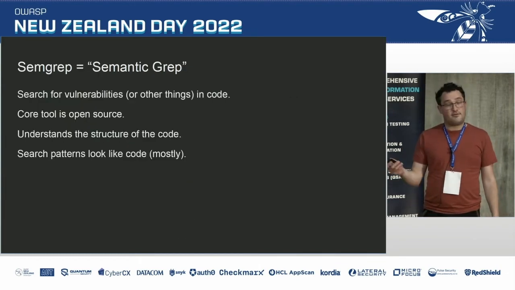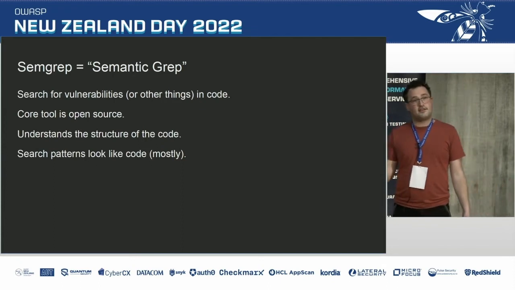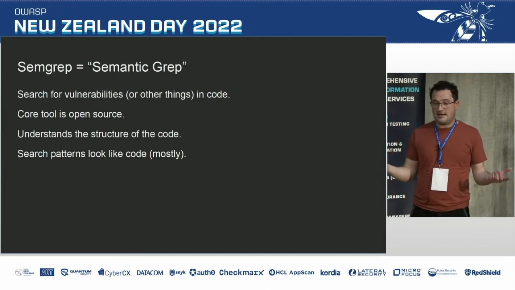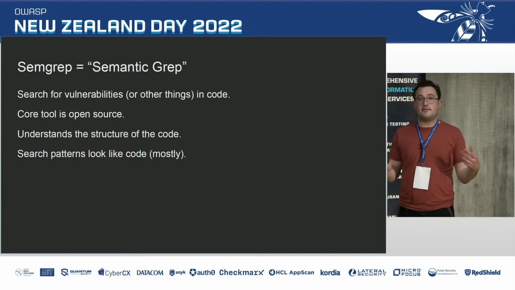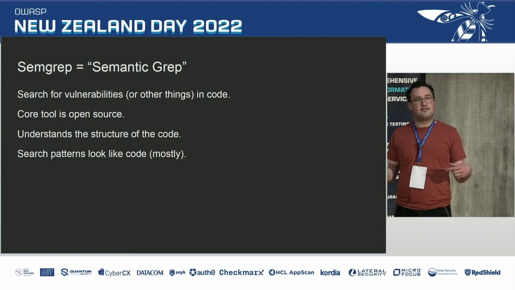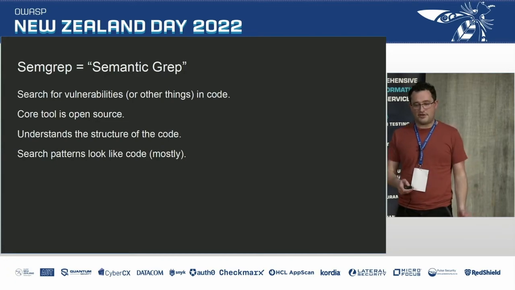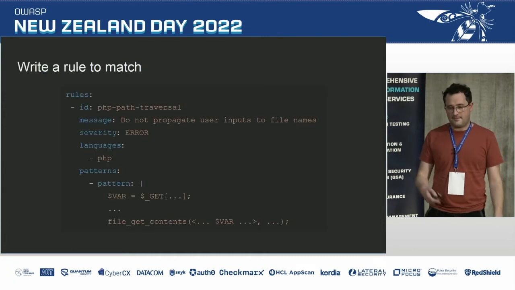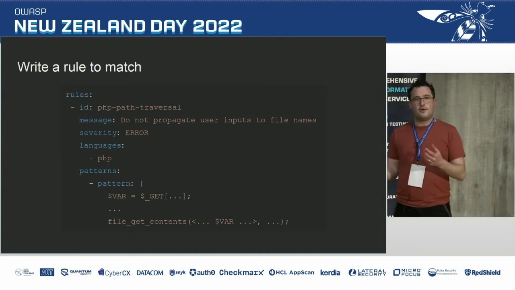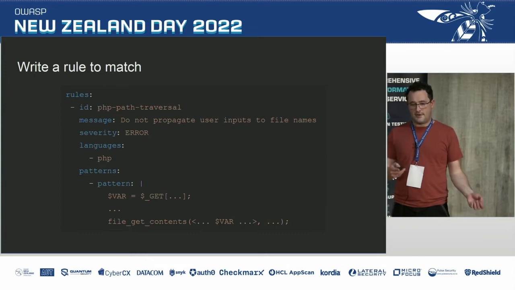Now, this tool, Semgrep, is short for semantic grep. It allows us to search for vulnerabilities, or really any pattern we like, in our code. The core tool is open source and available from their website. The project kind of funds itself by selling the enterprise add-ons that go with it. And unlike a textual search, it understands the structure of code. It doesn't care if your white space differs a little bit somewhere, it's still going to match. And our search patterns, helpfully, look a lot like code. There are alternatives that are a bit harder to use. This one's quite easy. So, we want to write a rule to match the bug that we saw before.